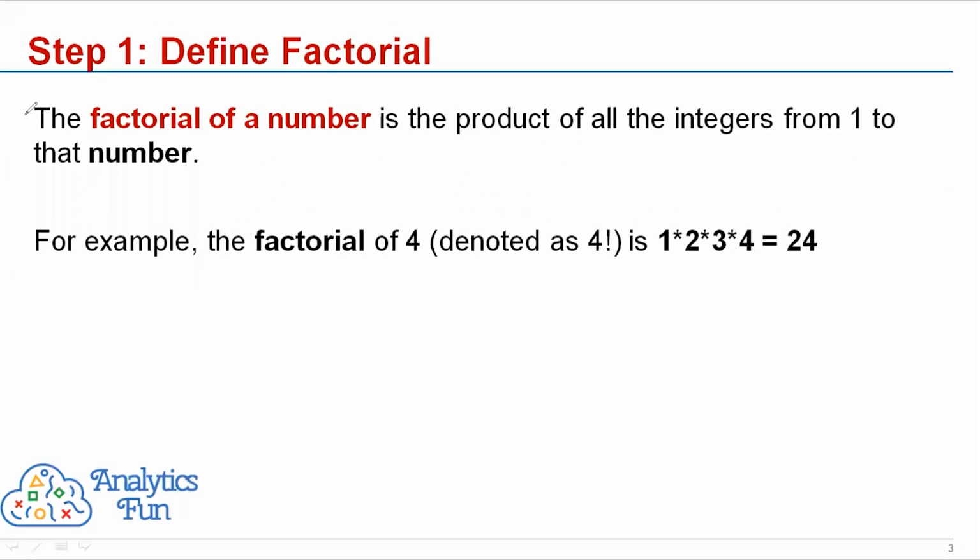So let us first define what is the meaning of a factorial. Factorial, guys, is always defined for positive integers and 0. Factorial is not defined for negative integers.